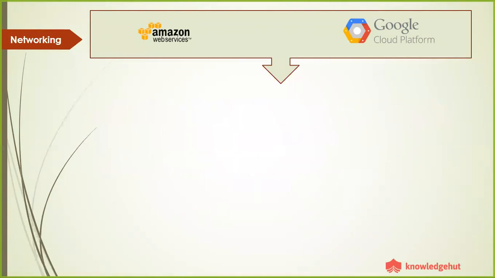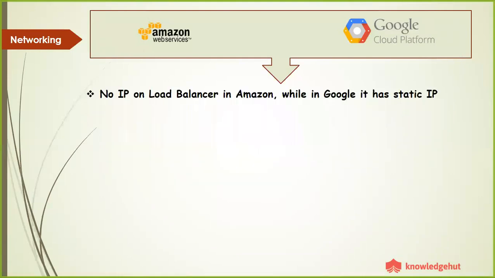On the networking front, this is our second category here. There isn't any IP address on the load balancer in Amazon, while Google has a static IP assigned to the load balancer. On Amazon, they give a host name using which we can do the load balancing. We need to do some CNAME record settings in our DNS zone, while on Google, we have a static IP address. That means we can create an A record in our DNS zone for that purpose.